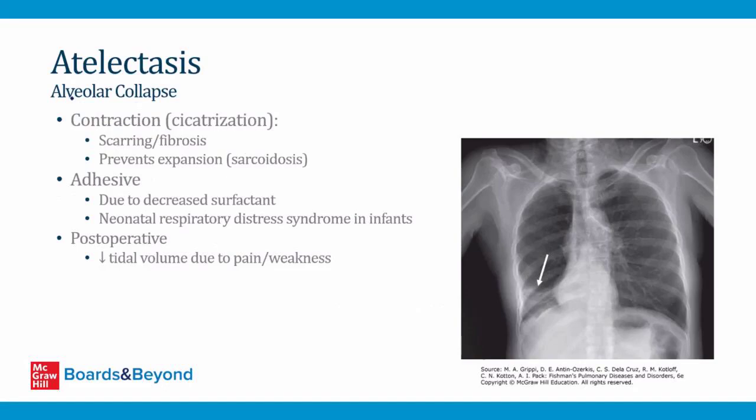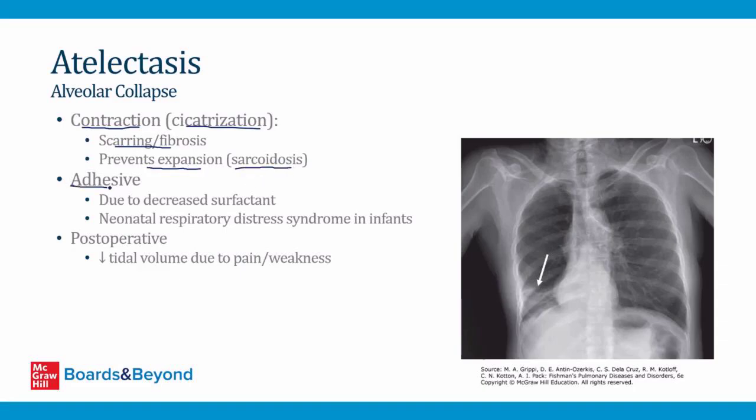Some other causes of atelectasis or types of atelectasis are shown in this slide. The first one is contraction atelectasis, often referred to as cicatrization. The word cicatrization means the development of scar tissue, and the reason contraction atelectasis is sometimes called cicatrization is because it occurs due to scarring or fibrosis, either within or around the lung tissue that prevents expansion of the lungs. This can happen for a number of reasons, but one of the classic reasons is sarcoidosis.